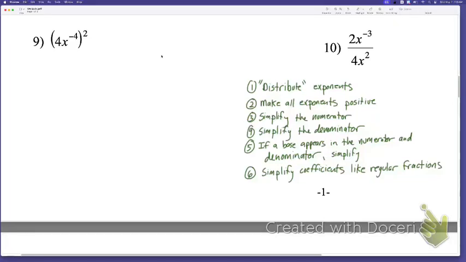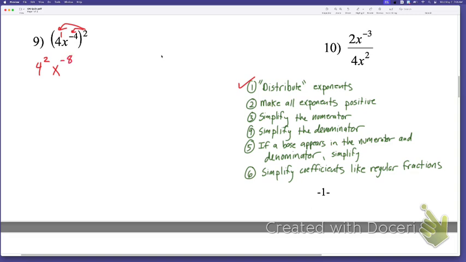Okay, number 9. Let's see. We can start by distributing any exponents. So remember, this is 4 to the first. So we're going to have 4 to the 1 times 2, which is going to be 4 to the second. X to the negative 4 times 2 is going to be x to the negative 8.